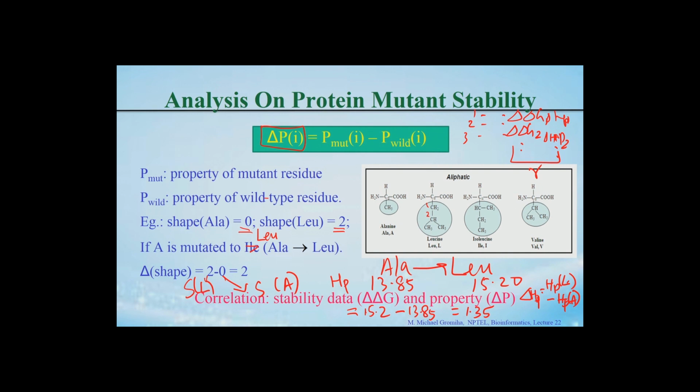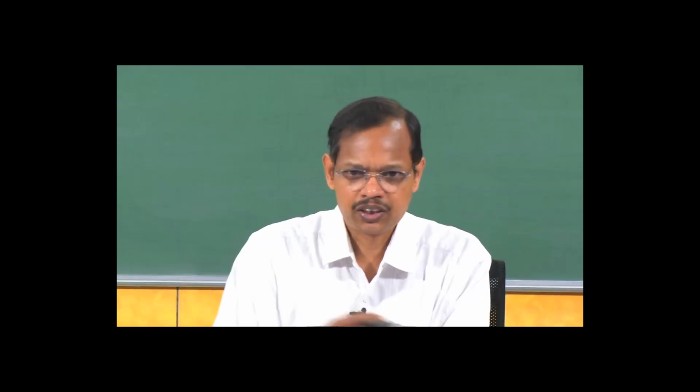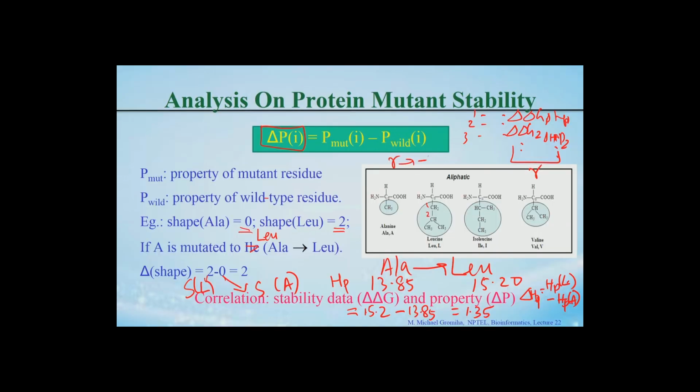So how to see whether it is related or not? Correlation. What is the range of correlation? It varies from -1 to +1. If it is +1, that means directly correlated, -1 inversely correlated, and if it is 0, no correlation. So based on these numbers we can tell how far a particular property is correlated with stability.